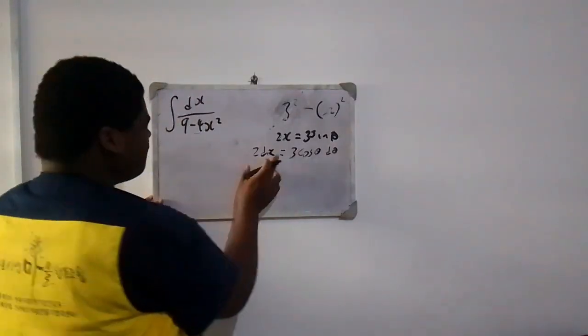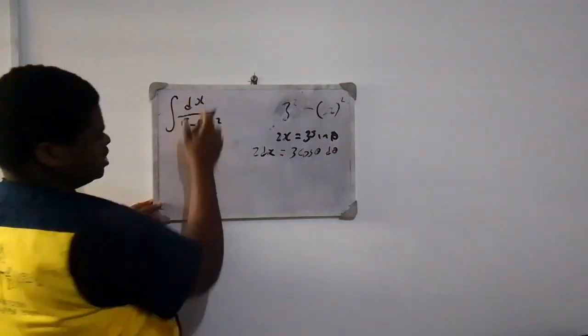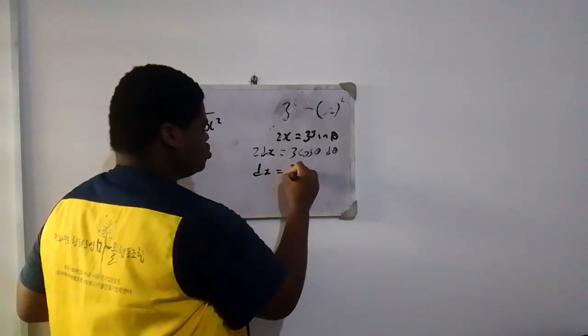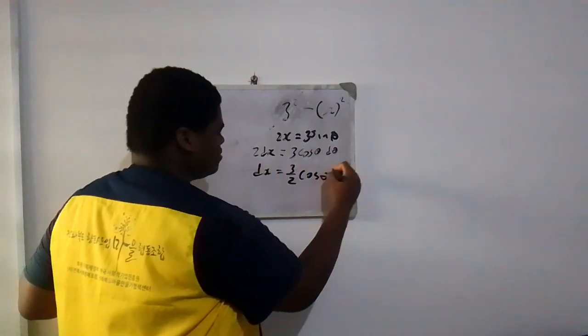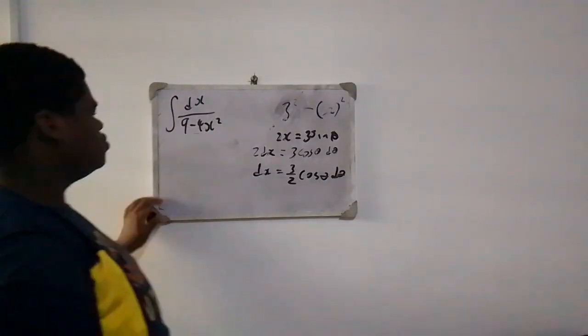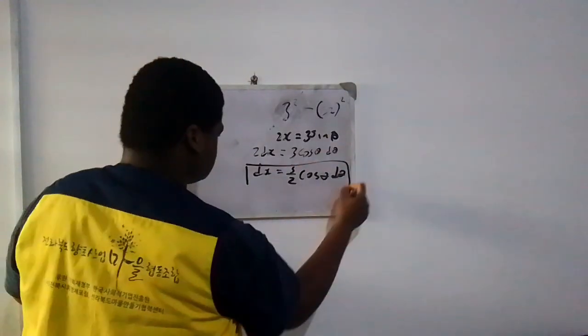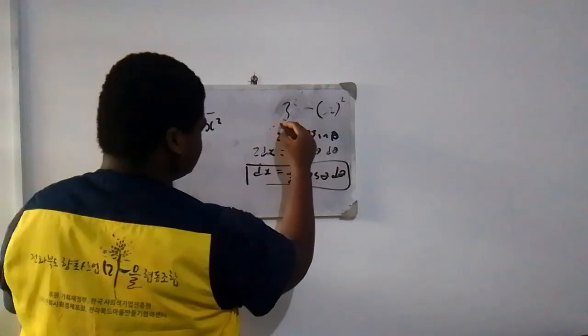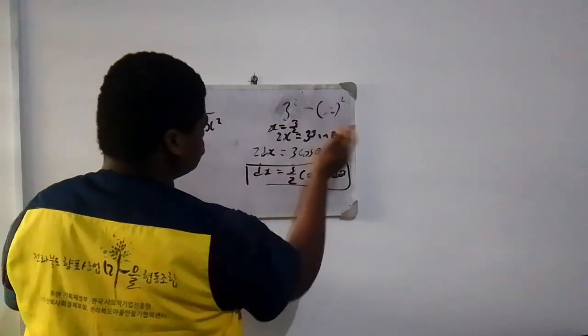Okay, now we have dx here, we have 2 dx here, but we want dx, so you can divide both sides by 2. So if you divide both sides by 2, you are going to have dx is equal to 3 over 2 cos theta d theta. Now this is good. Now we have the value of dx, which we are substituting up here, and we have the value of x. You can just say x is equal to 3 over 2 sin theta.